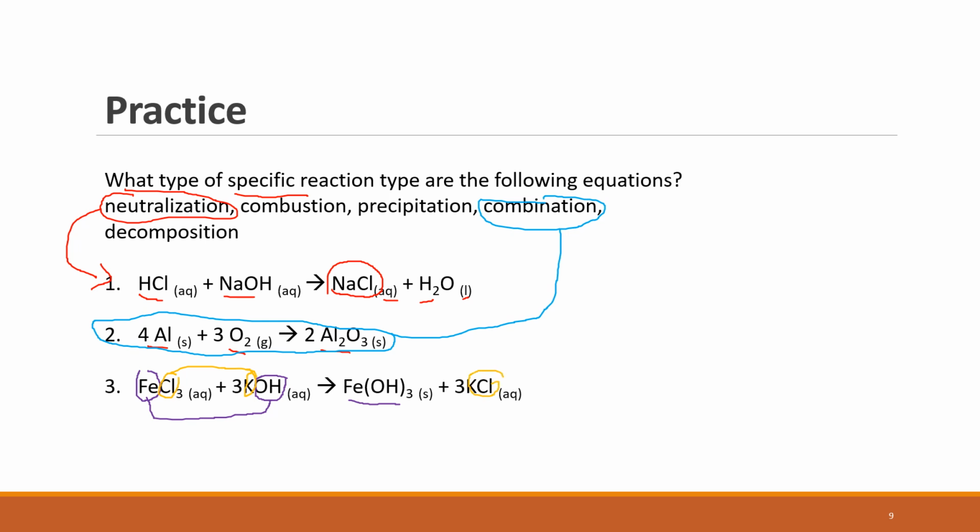Now, it's not a neutralization reaction because we don't have an acid as one of the reactants and we don't have water as one of the products. Is it a precipitation reaction? Well, I do see an S for solid after the iron 3 hydroxide, so since a solid formed, I would call this precipitation. So precipitation reaction for number 3.